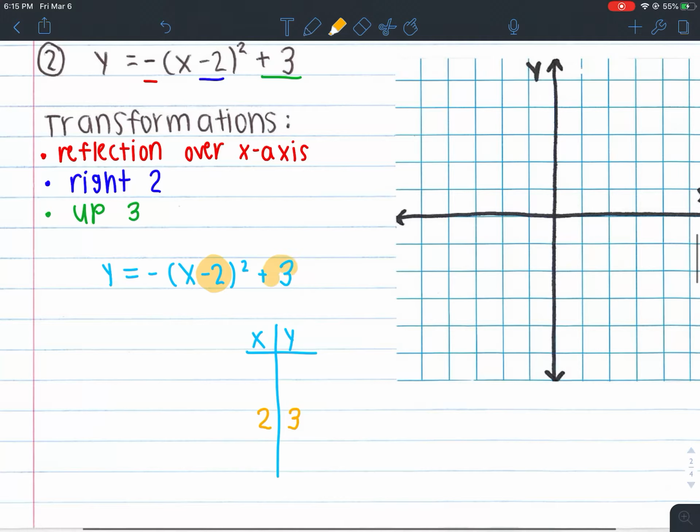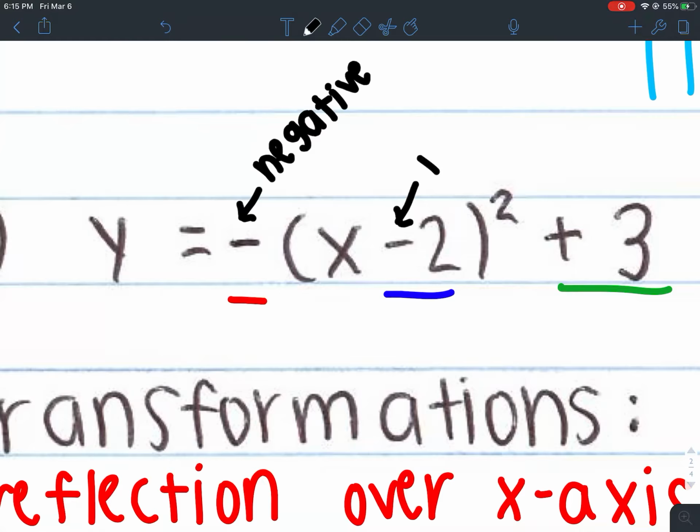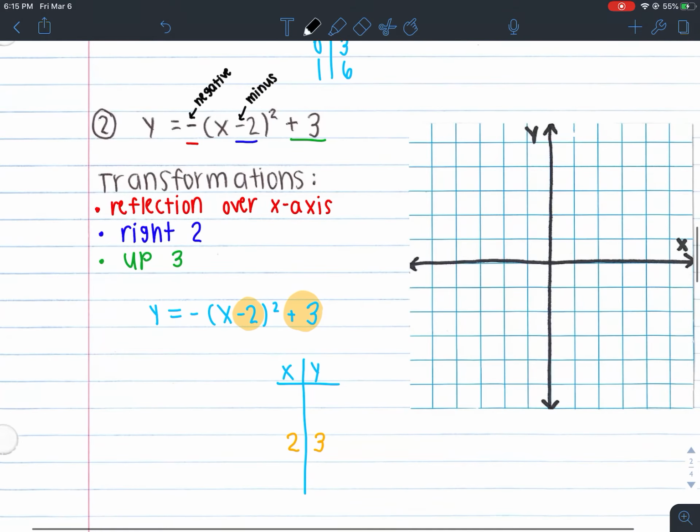I copied that down wrong. Okay, so I'm going to type that in y equals negative, parentheses, x minus 2, parentheses squared, plus 3. Remember, the first sign here is a negative sign, and this is a minus sign. So it's very important that you type those exactly like those, because if you make them both negative, it messes things up. Okay, so 2, 3 is my vertex.